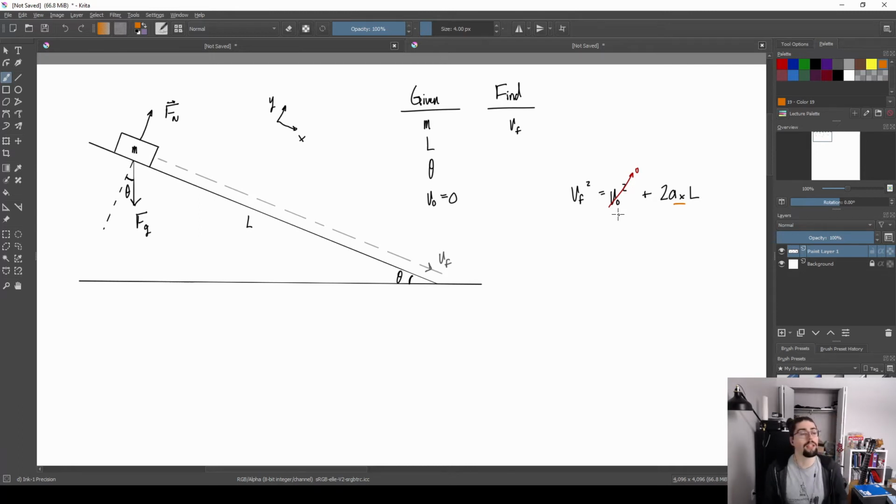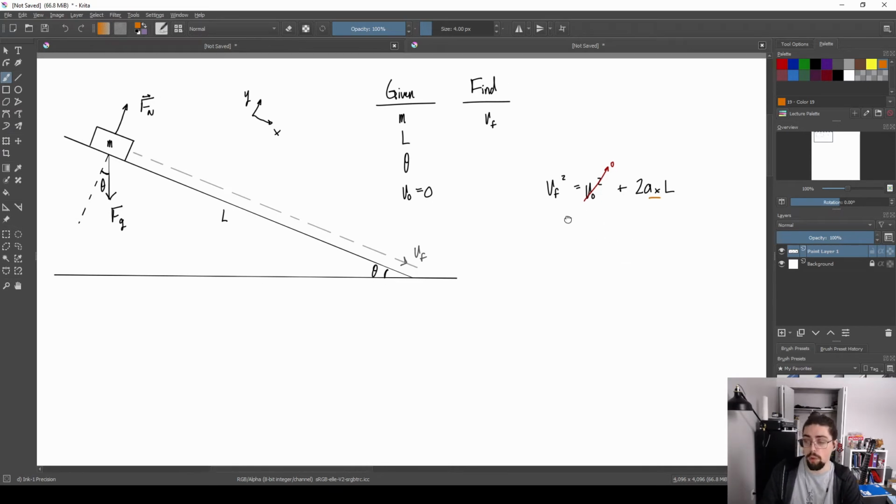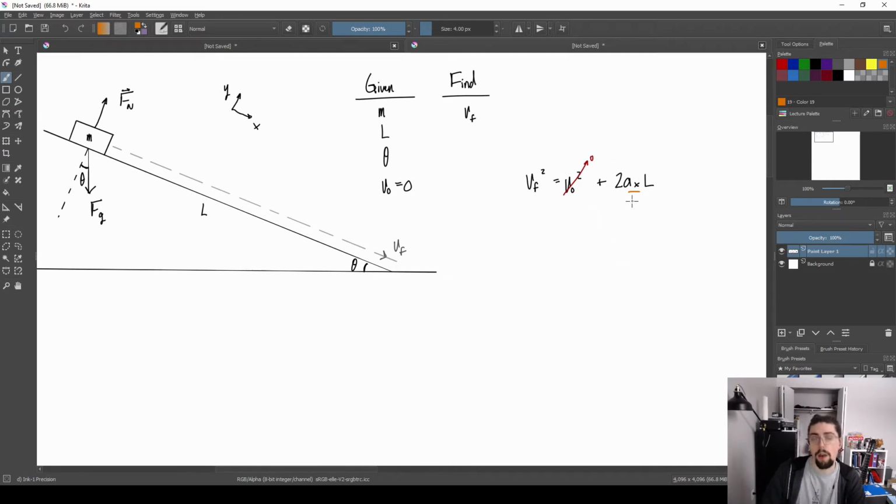But this is how I like to solve a lot of these problems. If I know my problem is going to have multiple steps, what I will do is I'll start at my final answer, and then I'll work backwards from there. So here's what our final answer should look like. Now we just need to find acceleration to plug that in. So let's go a step down.